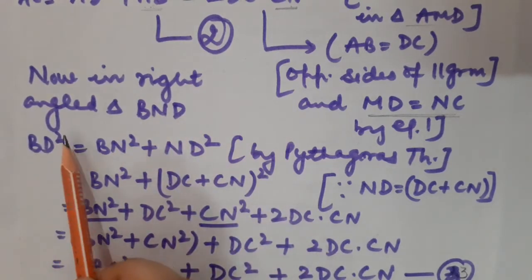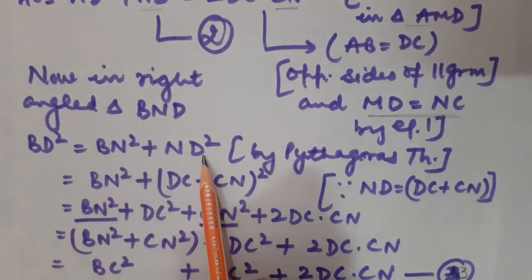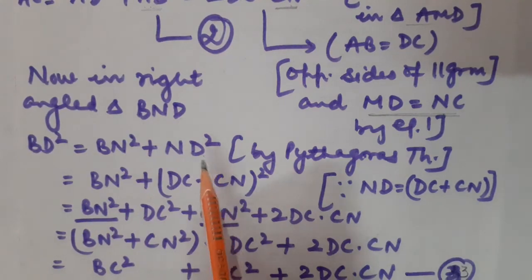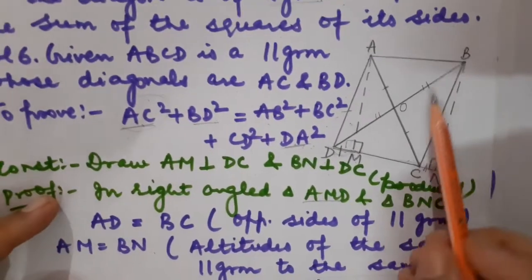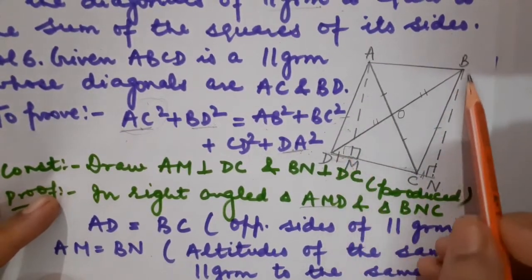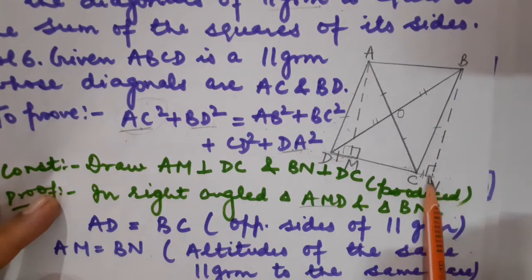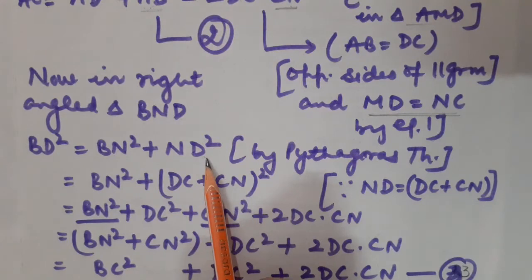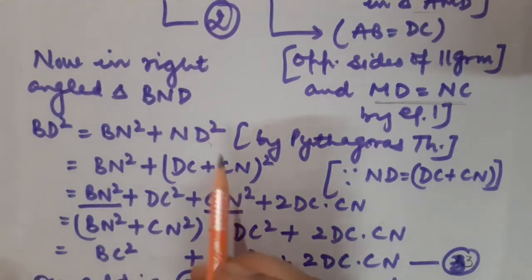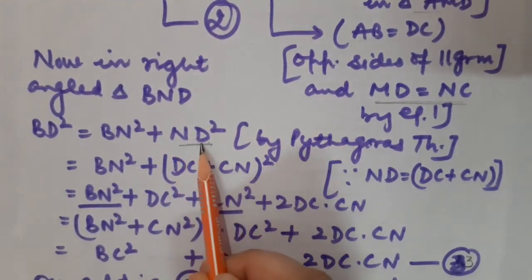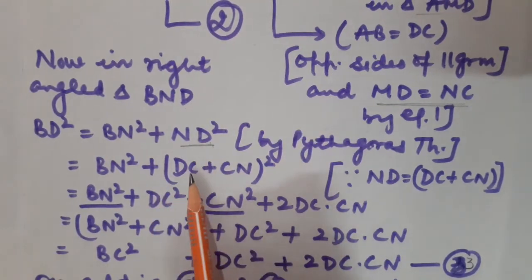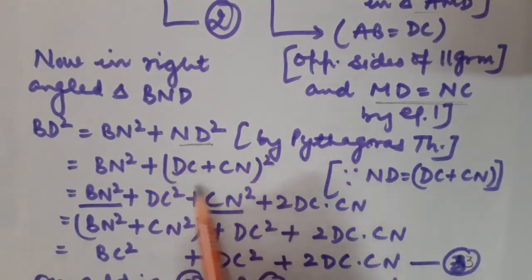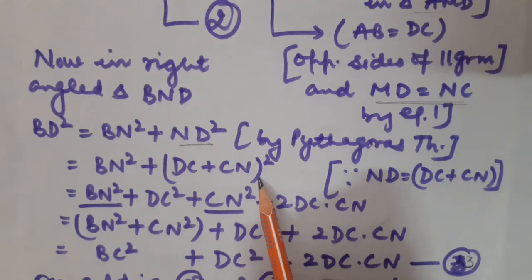I have got BD square is equal to BN square plus ND square. Just look in the diagram once. This is BD square is equal to BN square plus ND square. Okay, the same thing is written. Clear, children? Now children, again I am going to break ND in such a way so that I will be getting the identity in the form of positive way now.